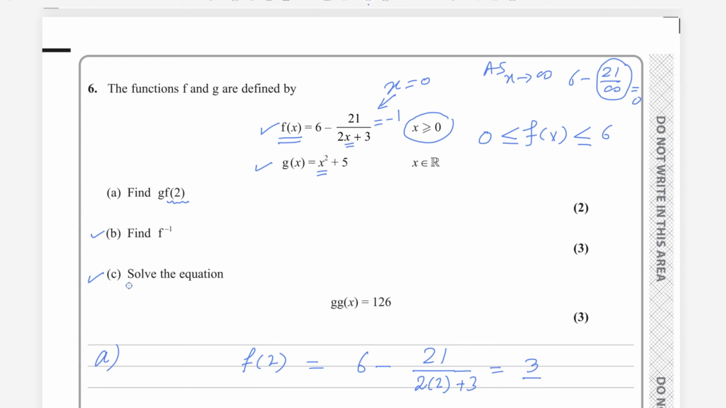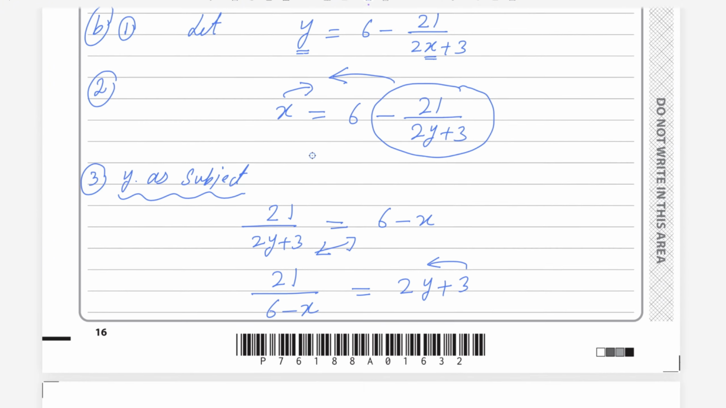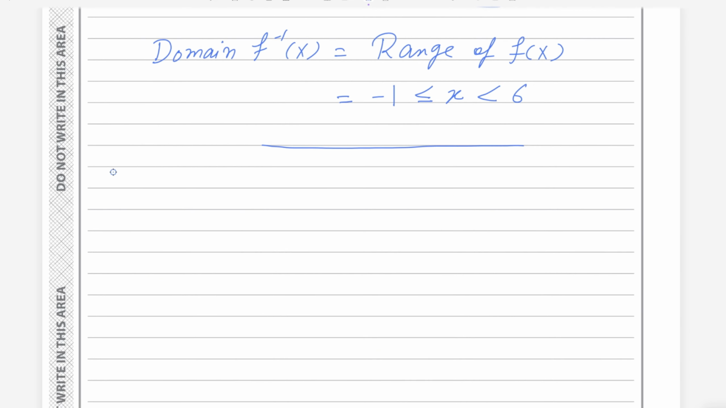Last part of this question: solve the equation g of f of x equals 126. Because this involves g of x, I'm writing this function in part C: g of x equals x squared plus 5. It is given in the question that g of f of x equals 126. Now use the value of f of x here.